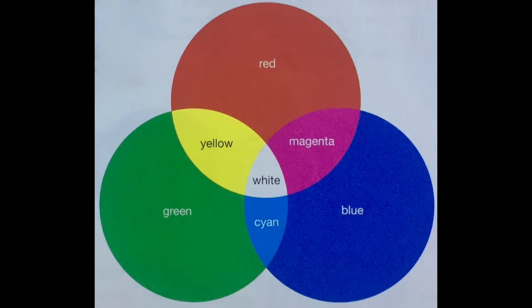Did you know many animals other than humans, for example, cows, deer, and dogs, cannot see colors? They see the world in only black and white.